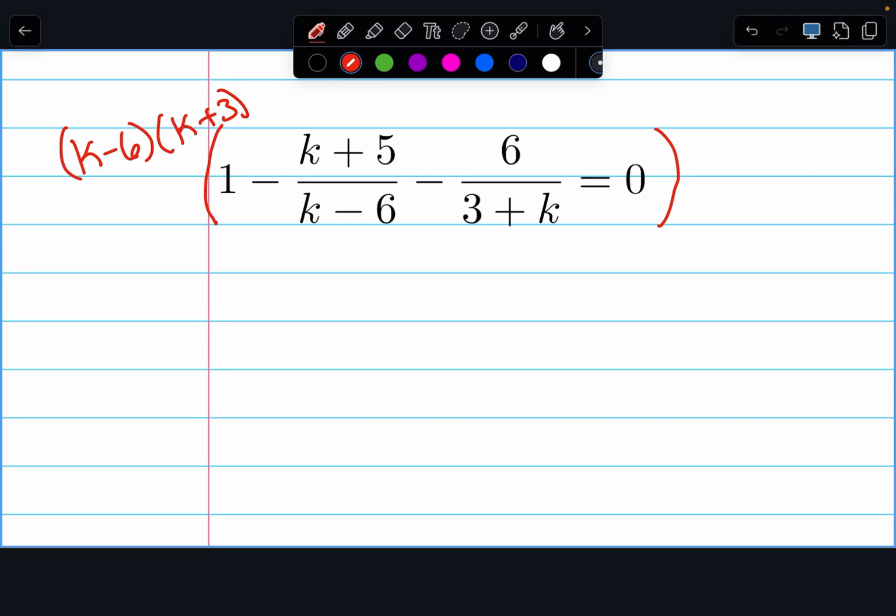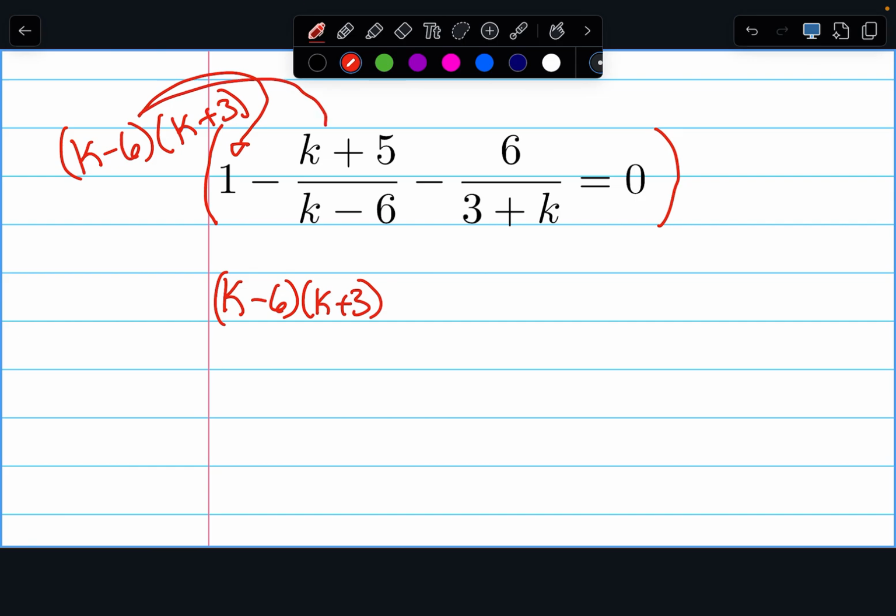And so now I'm going to go ahead and start distributing. So k minus 6, k plus 3 times 1. Well, that's just k minus 6, k plus 3 times 1. That's just 1, right? That goes away. And then I multiply the next one.